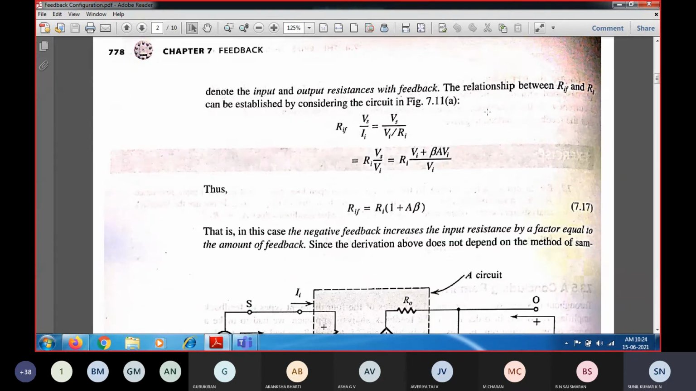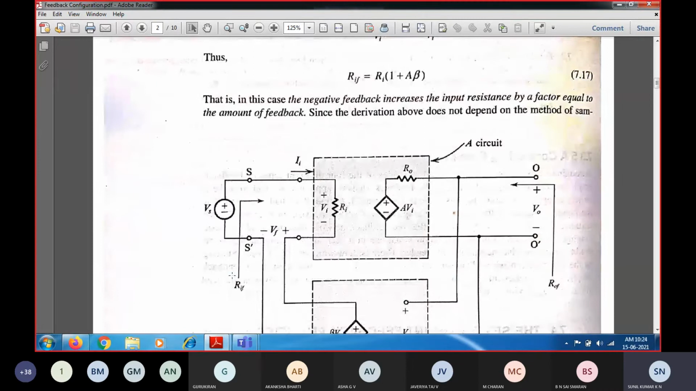So now we need to find out the relationship between RIF as well as RI. What are these quantities? RIF is nothing but the input resistance with feedback.